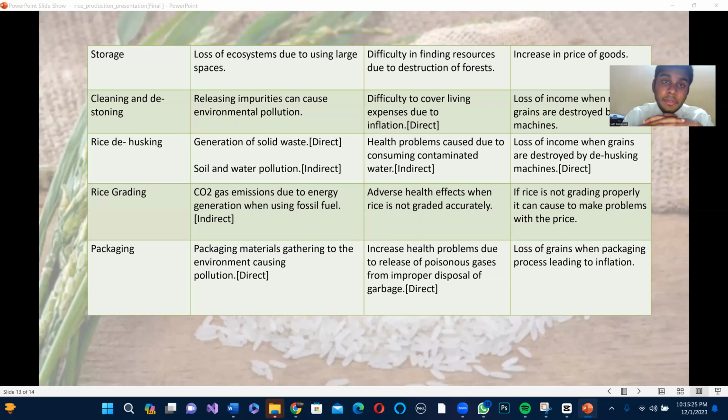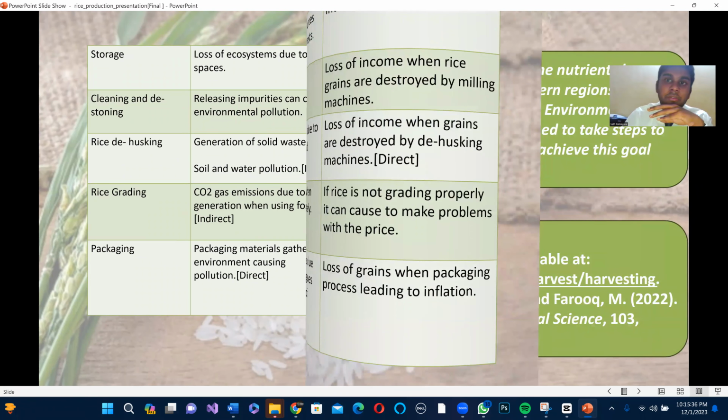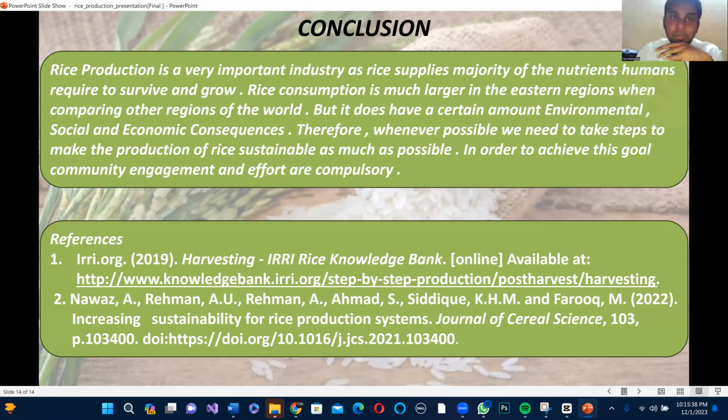Thank you, Pumi, for helping us understand the environmental, social, and economic consequences of the production of rice. Now, moving on to the final stage of our presentation. As you may have seen during our presentation, we did explain that rice is a very important industry. Why? Because it supplies the majority of the nutrients that humans require to survive and to grow.